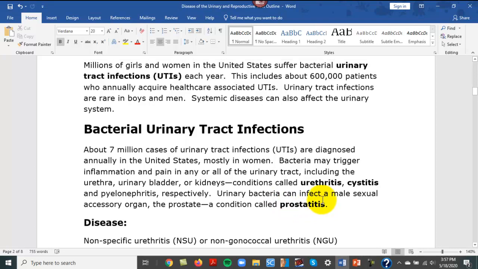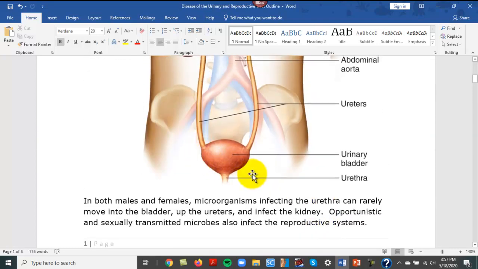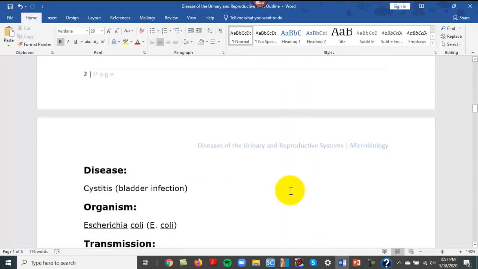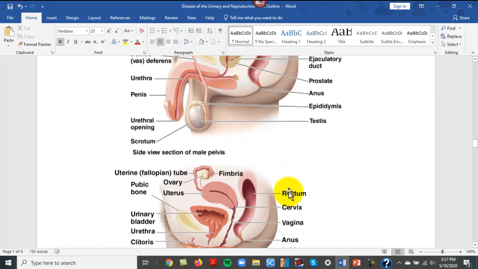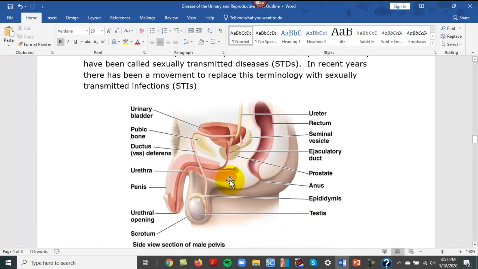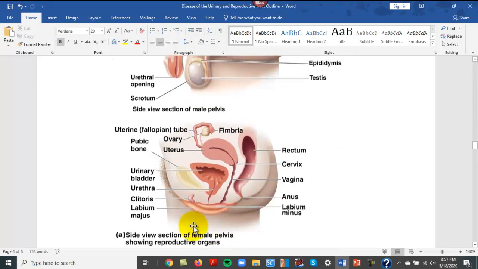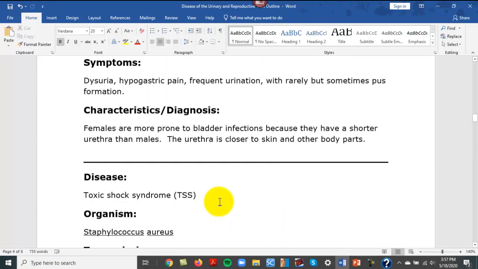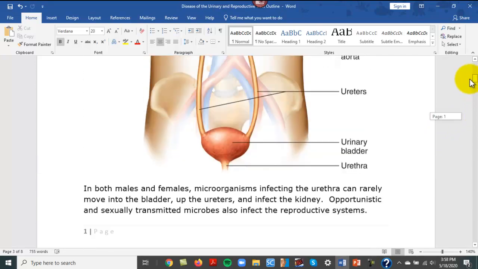Guys have a prostate. The urethra goes through the prostate in males. I can just bounce ahead real quickly here. This is the male and female reproductive system, but here's the prostate, and you can see the urethra in males. It's longer, it's away from skin, whereas in females the urethra is a lot shorter. So that's the only reason that males can get bladder infections as well.